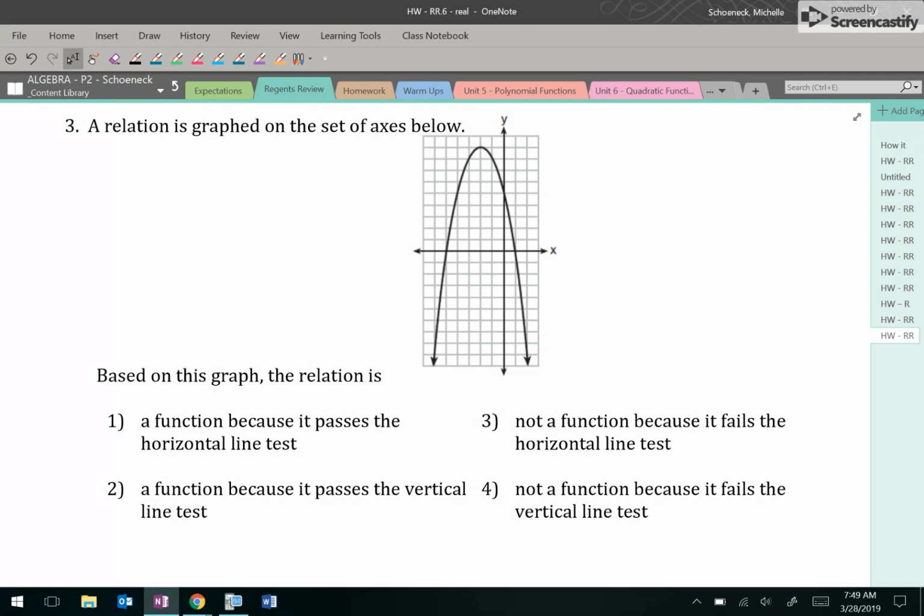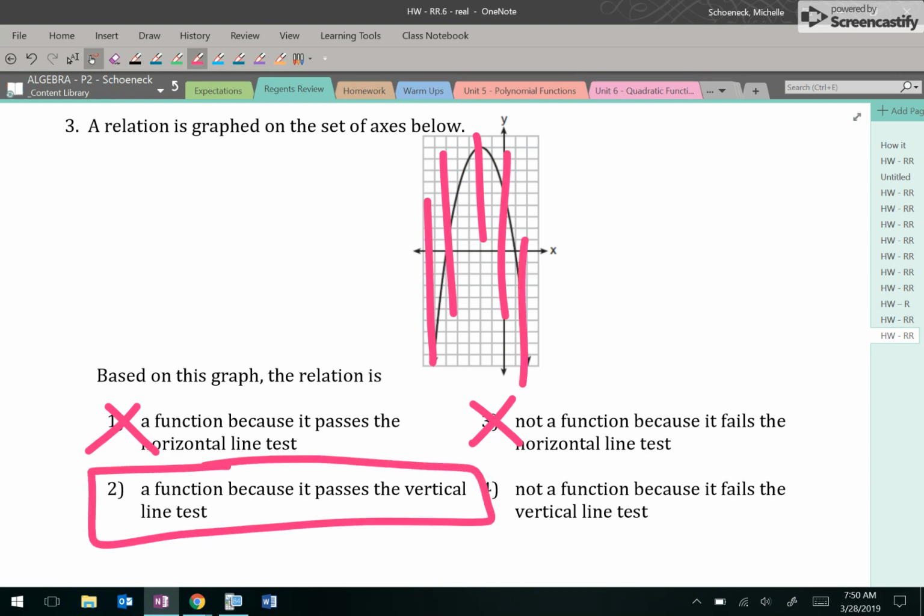Number 3, a relation is graphed on the set of axes below. Oh, that looks quadratic because it's got a U shape. Based on this graph, the relation is a function because it passes the horizontal line test. Well, we've never ever talked about the horizontal line test, so any option with horizontal line test, we can cross off. And then, is it a function or is it not a function? Well, it does pass the vertical line test, so it is a function.